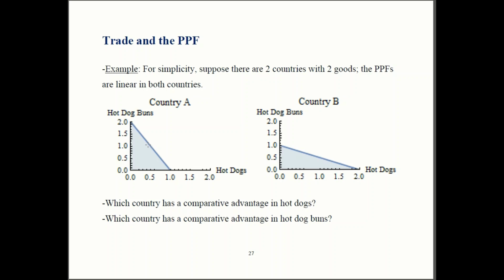Let's look at country B. If they have 0 buns, they're going to be way out here. To have 1 bun, they have to go over there. So going from here to there means sacrificing 2 hot dogs. So in country B, it takes 2 hot dogs to make 1 bun. In country A, it only takes half a hot dog to make a bun. The cost is lower in country A. I should say that the opportunity cost is lower in country A. They're giving up less. So that means A has the comparative advantage in hot dog buns.